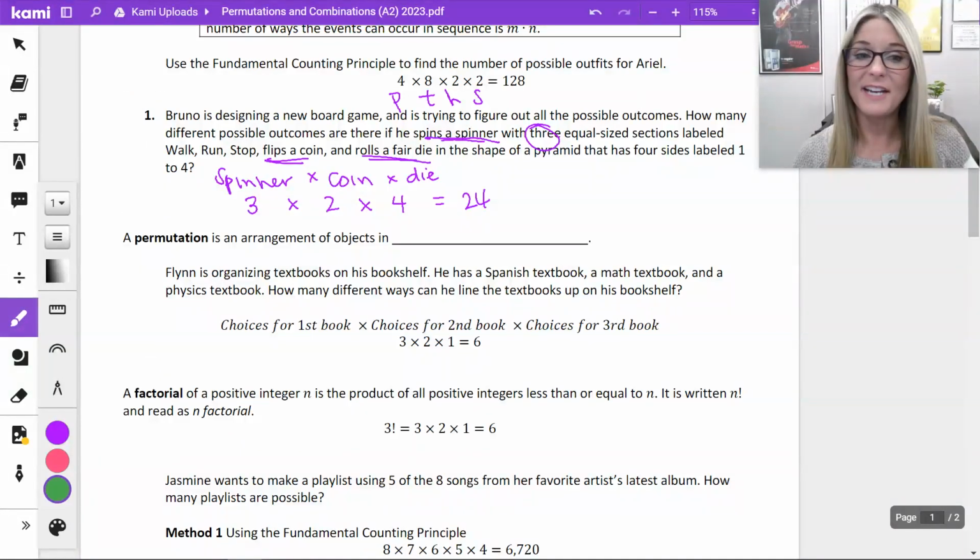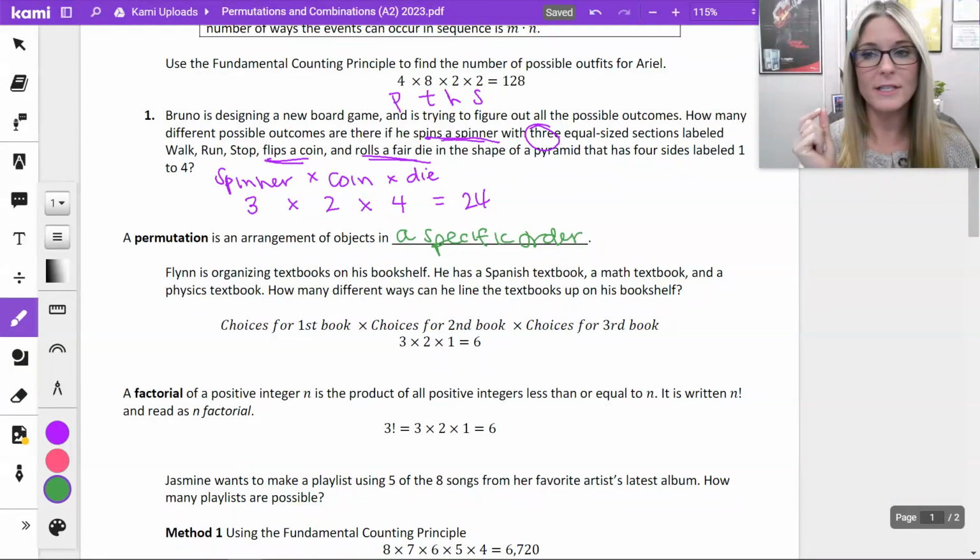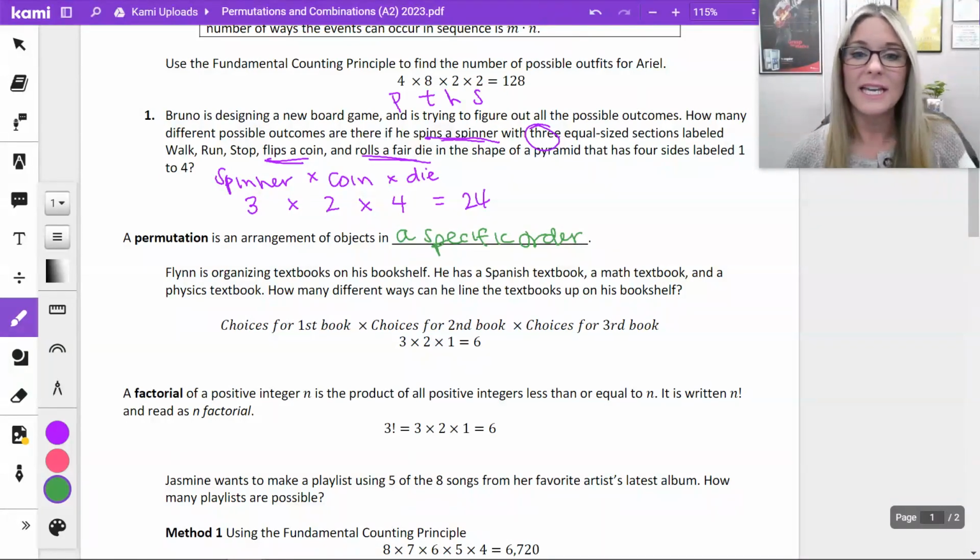Now, a permutation is an arrangement of objects in a specific order. So order matters in a permutation. I want it to be in a specific order here. So let's use the example. Flynn is organizing textbooks on his bookshelf. He has a Spanish textbook, a math textbook, and a physics textbook. How many different ways can he line the textbooks up on his shelf?